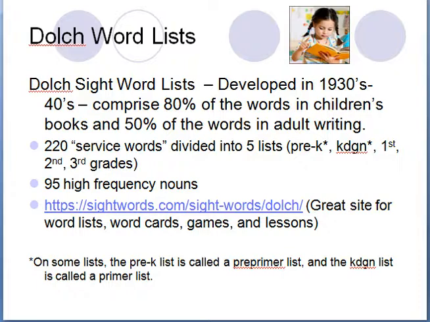The list contains 220 service words plus 95 high-frequency nouns in a separate list. These words comprise 80% of the words found in a typical children's book and 50% of the words found in writing for adults. Once a child knows this list of words, it makes reading much easier because the child can then focus his attention on identifying the remaining words in the text. The Dolch words are commonly divided into groups by grade level, ranging from pre-kindergarten to 3rd grade, with a separate list of nouns. There are a total of 315 Dolch sight words.